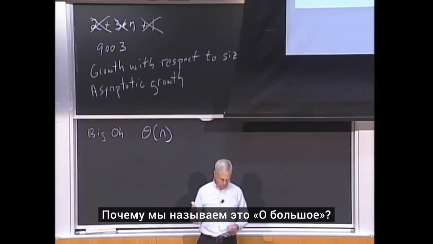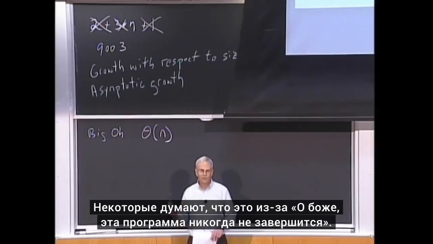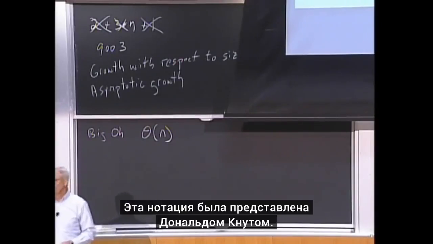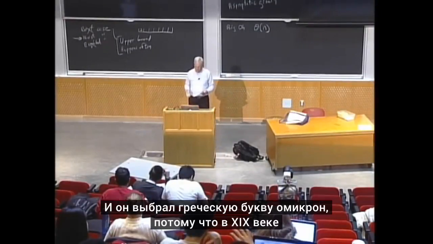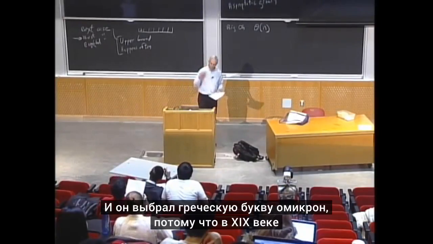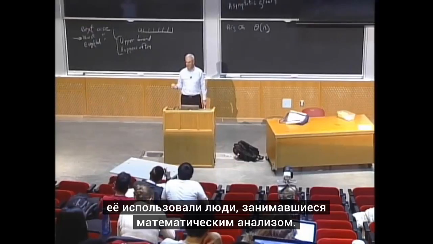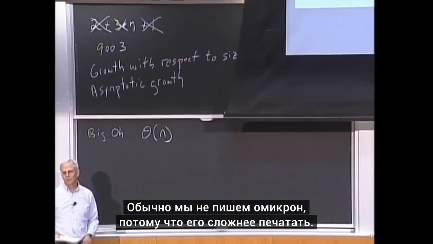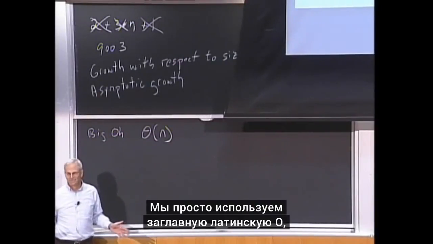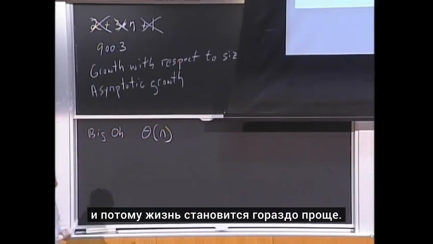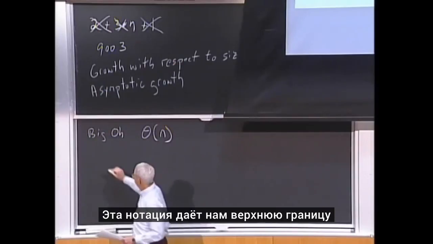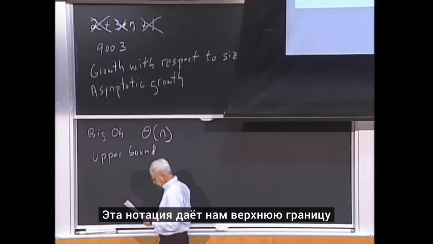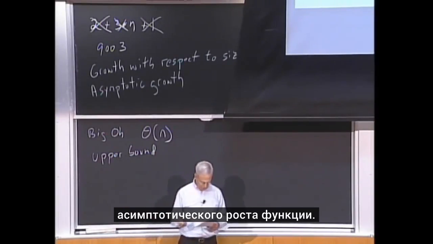Well, why do we call it big O? Some people think it's because, oh my God, this program will never end. But in fact, no. This notion was introduced to computer science by Donald Knuth. And he chose the Greek letter omicron because it was used in the 19th century by people developing calculus. We don't typically write omicron because it's harder to type, so we usually use the capital Latin letter O. Hence, life gets simple. What this does is it gives us an upper bound for the asymptotic growth of the function.